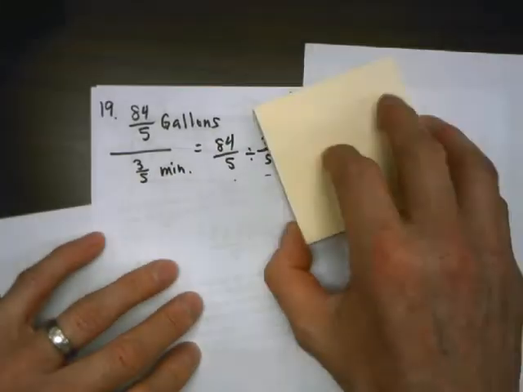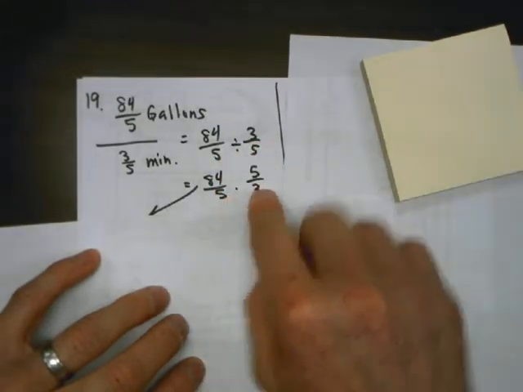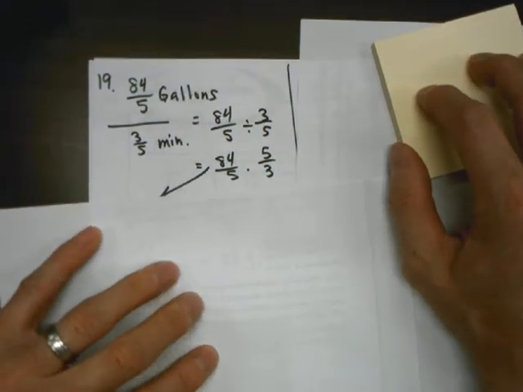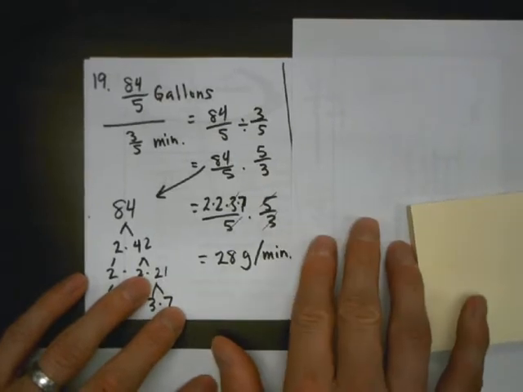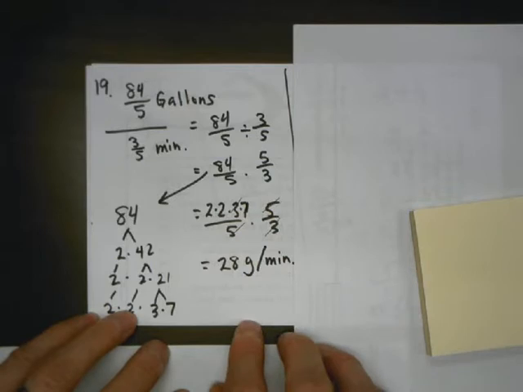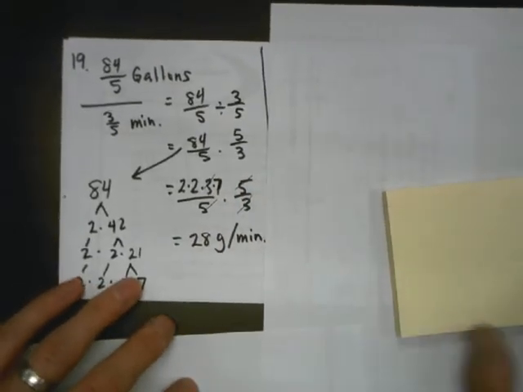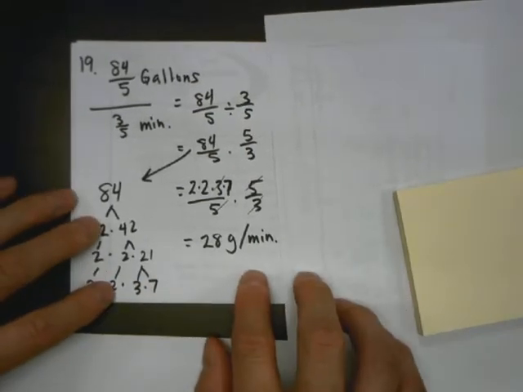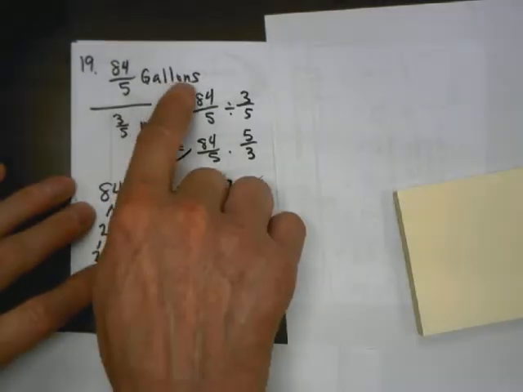And of course, dividing by fractions means to multiply by the reciprocal. So you flip the second one upside down, not the first one. That's how we make it times. And like we always do, we do our factor trees and cross out our ones. Right? So 84 we broke down. 5 and 3 are prime already. Cross out anything that's on top that's also on the bottom. Whatever's left gets multiplied. And by doing this, we find the unit rate. So it's 28 what? Gallons per minute or minutes per gallon? Well, whatever we put on top, that goes first. So it's 28 gallons per minute.